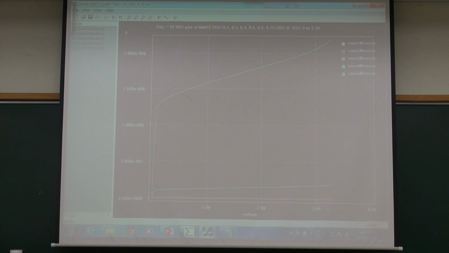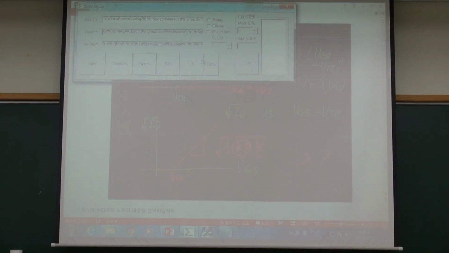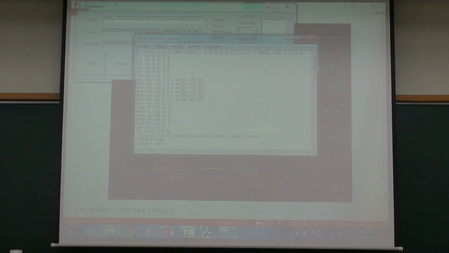So let's change this one into channel length. My lambda is too large, so I just change my channel length into something else. Yeah, L equal 0.7 micron. So I just assume this is L equal 2 micron. Okay. Okay. Then what happened?